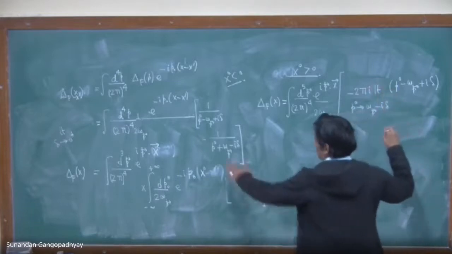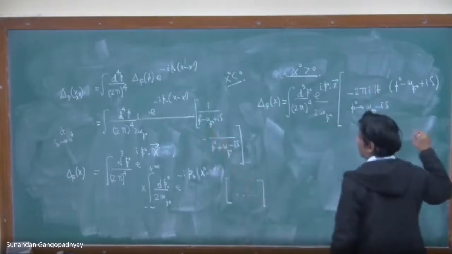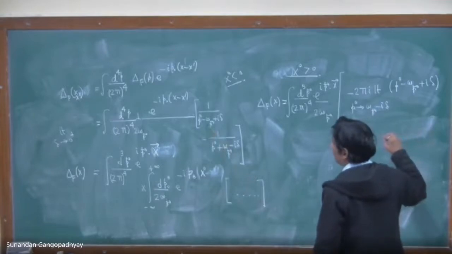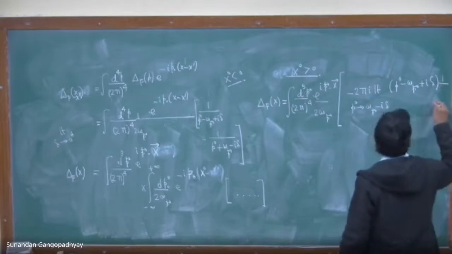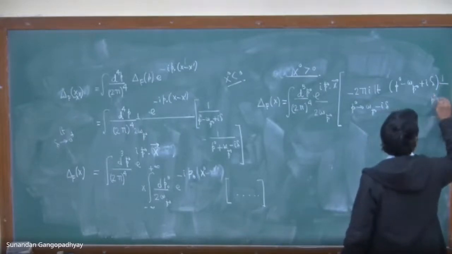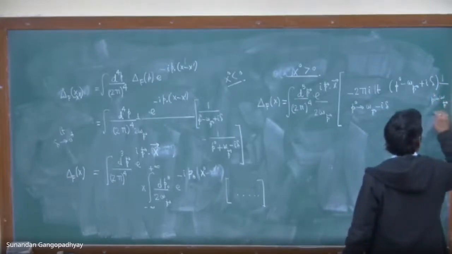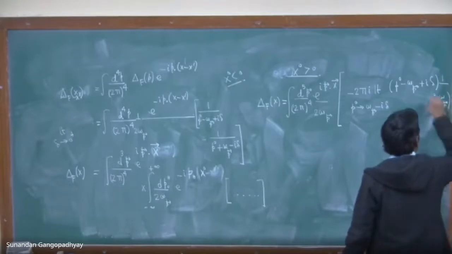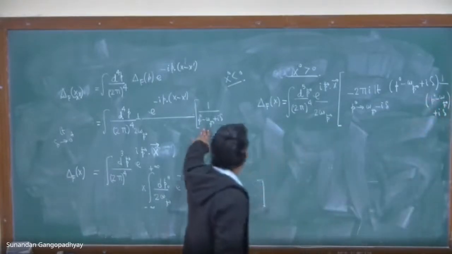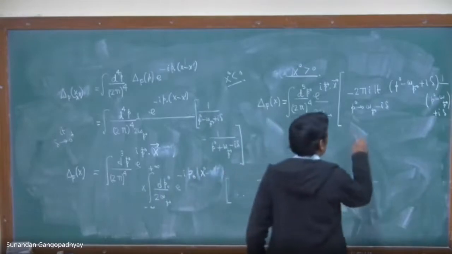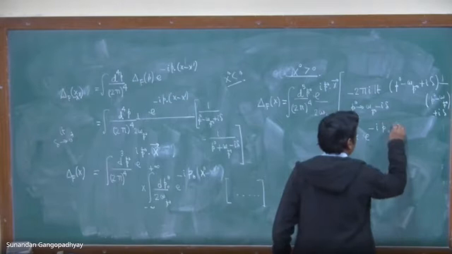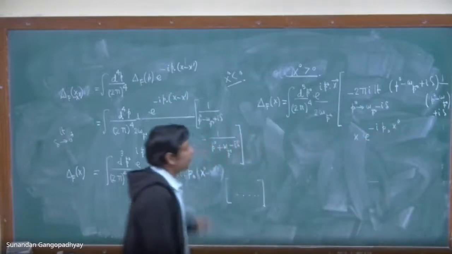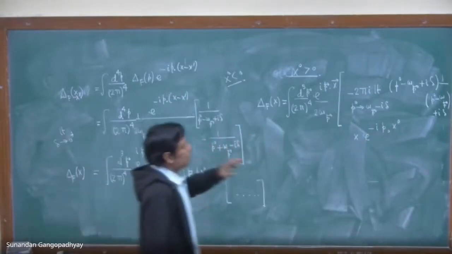So this will be 1 by (p0 minus omega p plus i delta). Only this term will contribute, and with this we obviously have the exponential factor. Okay, so this is one of the terms.